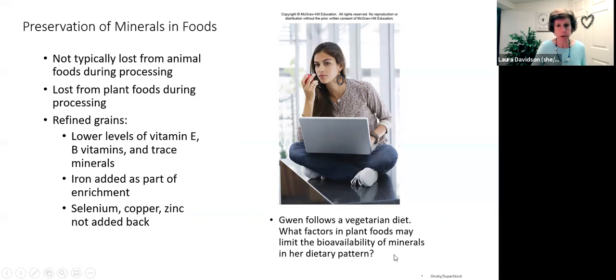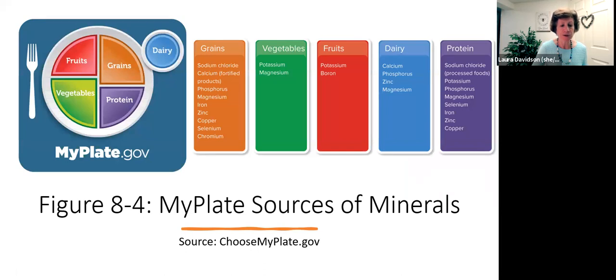And just a little side note here about Gwen. It's the fiber in the plant foods, right, that causes the problem with bioavailability. She just needs to make sure that her vegetarian diet is a well-planned one, and she should be fine. Okay, so here again, we see the minerals.